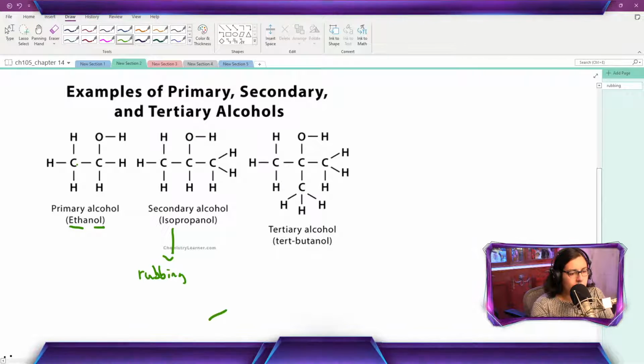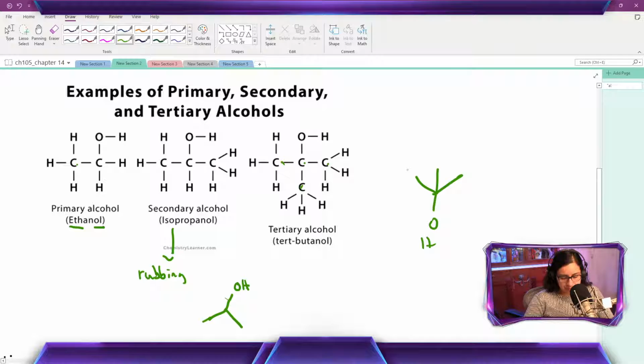And this is the isopropyl group here, a carbon attached to two other carbons like this. If we add an OH here, that gives us isopropyl alcohol, or isopropanol. Looking at this one, again we have our tert-butyl group there, and then OH there, so that gives us tert-butanol.